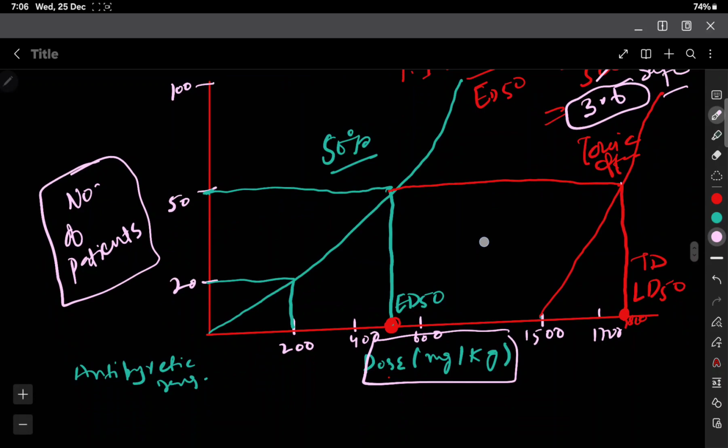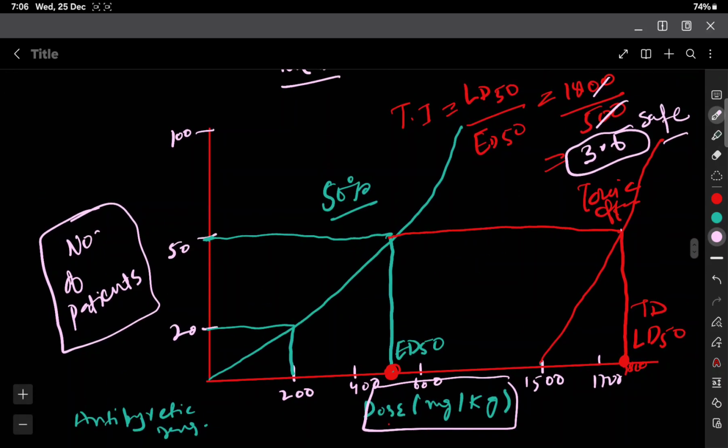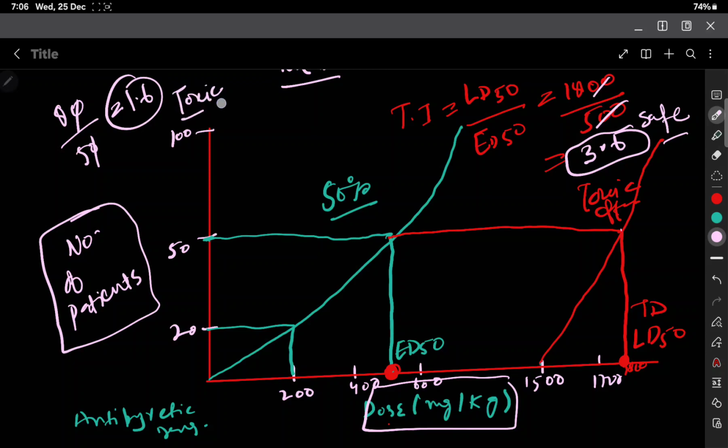Now in the same case, if the drug has an LD of, for example, 80, and the effective dose, for example, 50, then what will it come? It will come 8 upon 5, that is almost 1.6. Okay, so this is a toxic drug, this is the therapeutic index of a toxic drug. So this drug is toxic, but the previous drug is safe. So this is how the therapeutic index plays an important role in the safety margin of drugs. So therapeutic index has very good importance here.